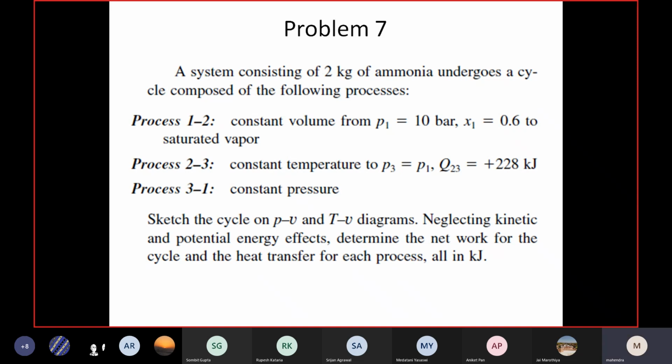Okay, so this is one cycle. In this cycle, the working fluid is ammonia. There is 2 kg of ammonia undergoing a cycle with 3 processes. The process 1 to 2 is a constant volume process. 2 to 3 is a constant temperature process. The next one is a constant pressure process. Here we need to calculate heat transfers and all.